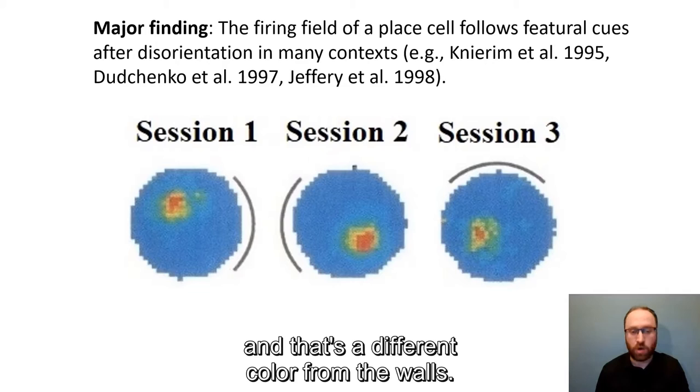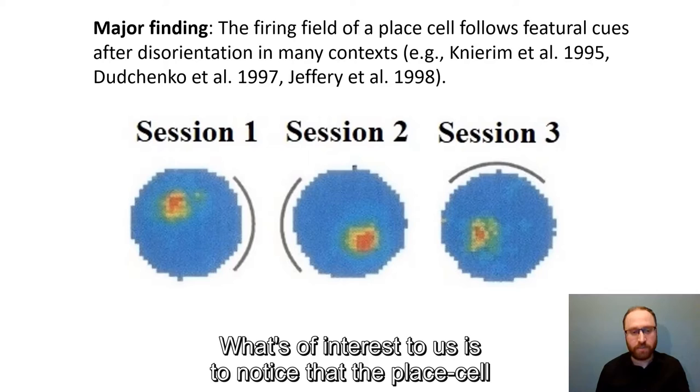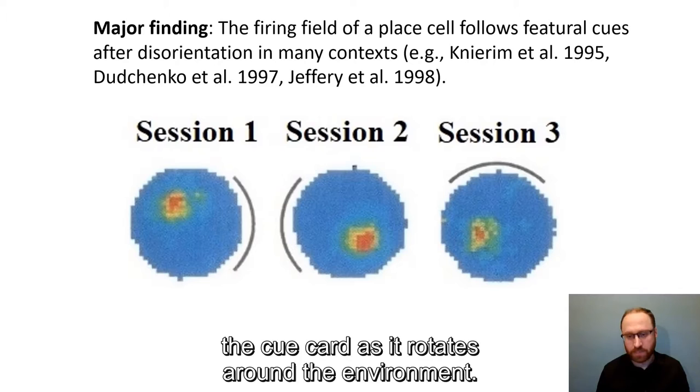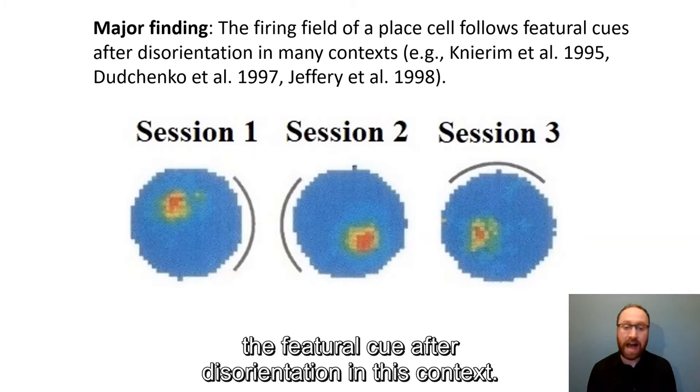And so the gray lines close to the circles represent the position of the cue card during a session. What's of interest to us is to notice that the place cell being recorded here follows the cue card as it rotates around the environment. And it's also important to note that there's a disorientation procedure between each of the sessions. So really the place cell is following the cue card, the feature cue, after disorientation in this context.